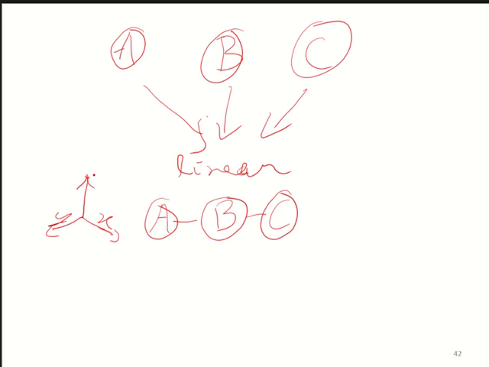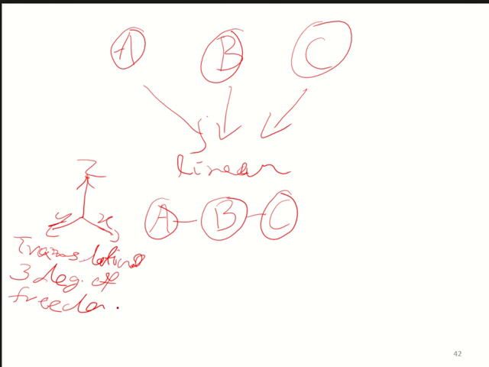x, y, z. So 3 translational degrees of freedom initially, and how many rotations? Again the molecule is linear. Any linear molecule will have the same situation as in the case of a diatomic molecule. So only 2 degrees of freedom for rotational motion.